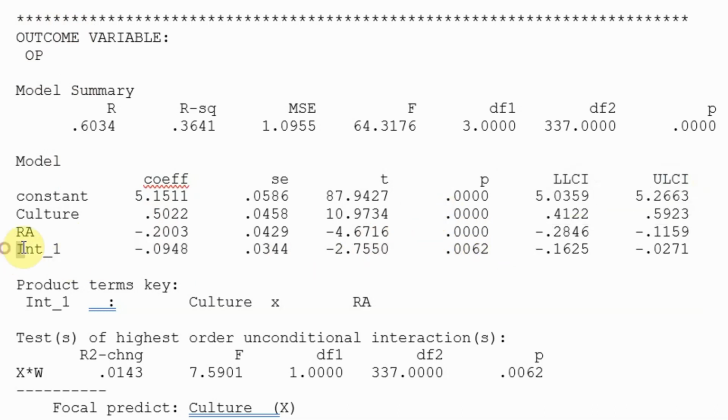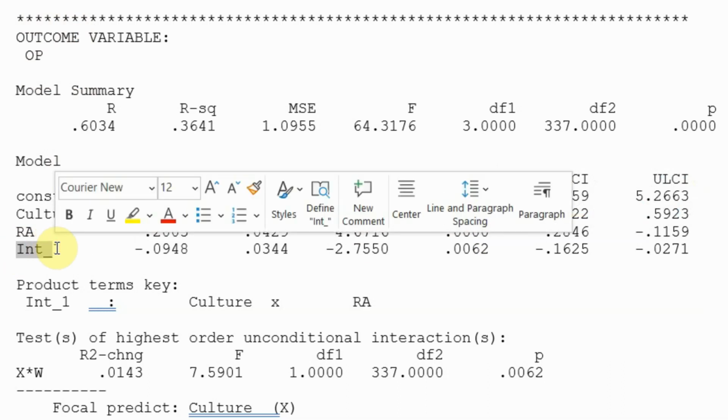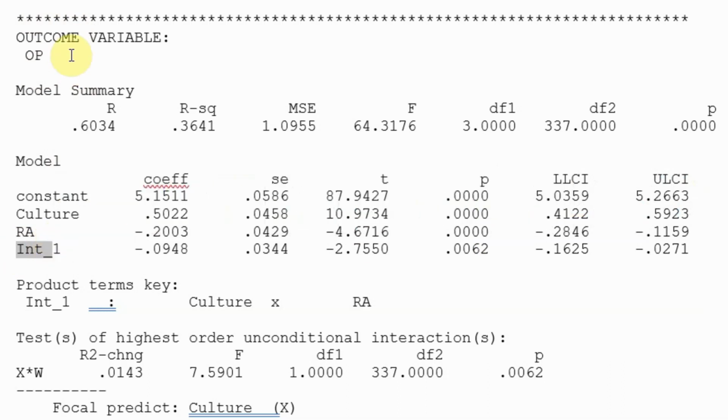What about the interaction effect? The moderation analysis. The role of moderator, is it significant in the relationship between culture and OP? Yes, it is significant. Look at this, less than 0.05. There is no zero in between here. The t statistics is greater than 1.96 and the coefficient is approaching 0.10 with a negative relationship. Now, what does this negative relationship mean? This negative relationship means that RA weakens the relationship between culture and OP.